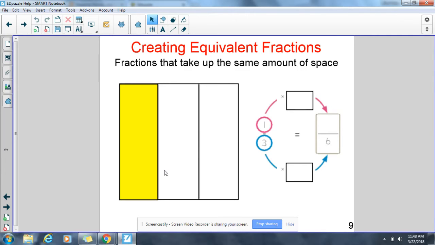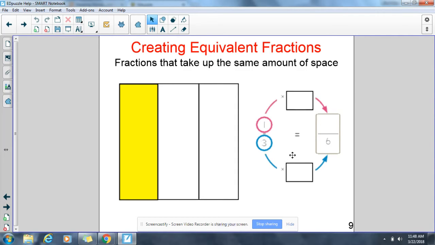Now here's the thing though, and we're going to talk more about this after break when we come back. But making equivalent fractions will really help us when we start doing the next step. So what I want to do is think about what could I turn this into that's still going to take up the same amount of space. So notice what we're doing here in my organizer. I'm trying to go from thirds to sixths.